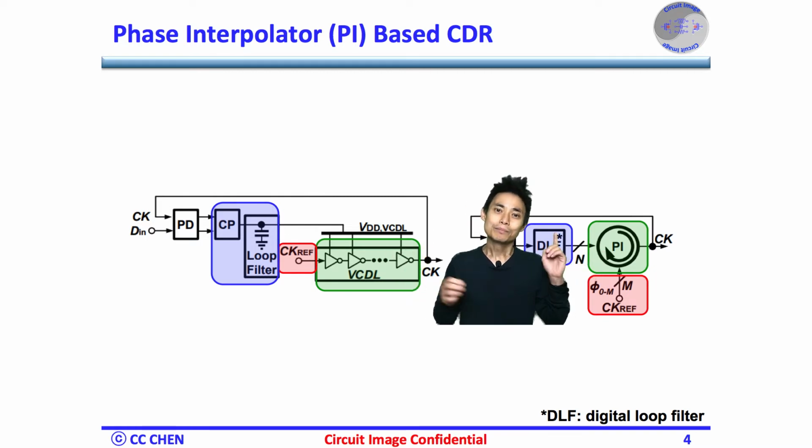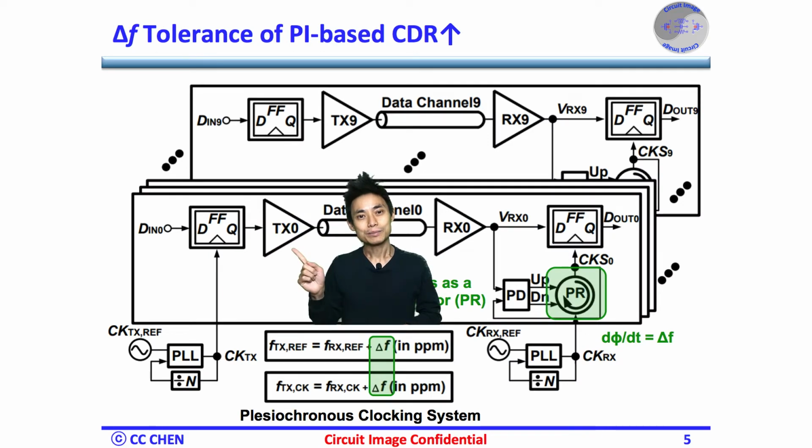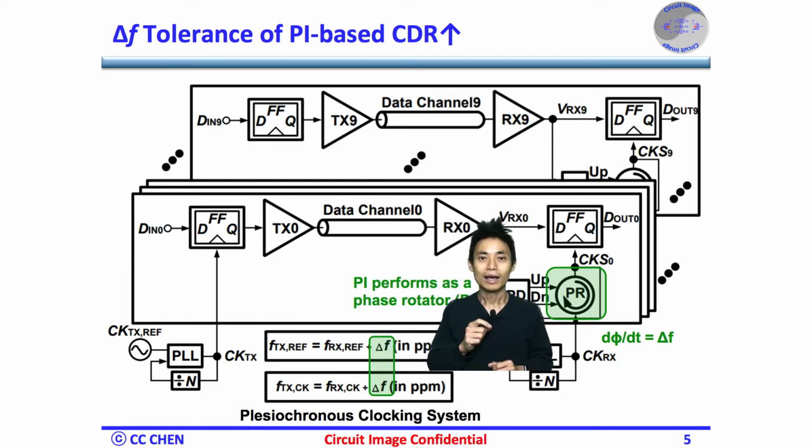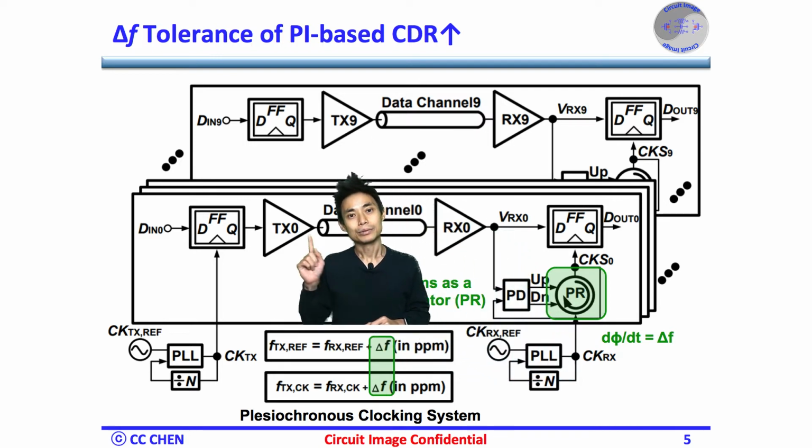Why would we need a PI-based CDR? Think about the frequency offset images for 5 seconds. Bingo! The transmitter and the receiver in a serial link may have a frequency offset, and the PI's interpolated phase can rotate at a rate equal to the offset. So, the PI-based CDR can operate over a wide range of data rates with a certain allowable frequency offset between the TX and the RX, even in a source asynchronous SerDes system.